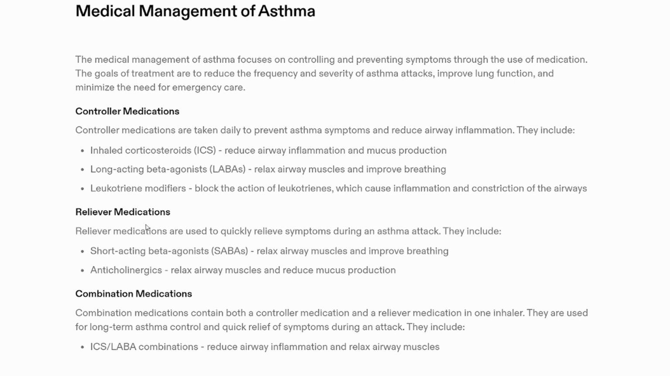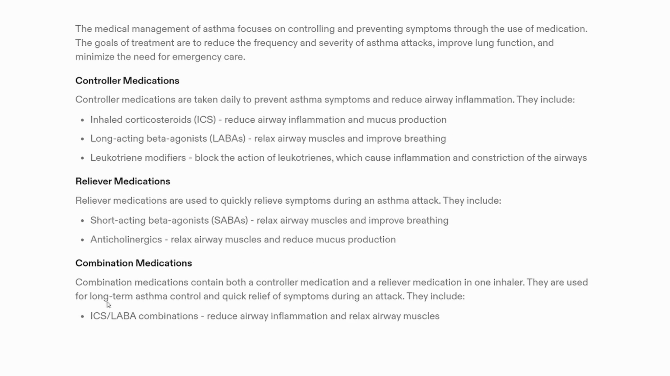And second one, reliever medications. These are short-acting beta agonists and the anticholinergics. Here, the short-acting beta agonist works in the same way as controller medications such as long-acting beta agonists. It helps to relax the airway muscles and aids in improving the breathing pattern. Whereas the anticholinergics help to relax the airway muscles and reduce the mucus production.